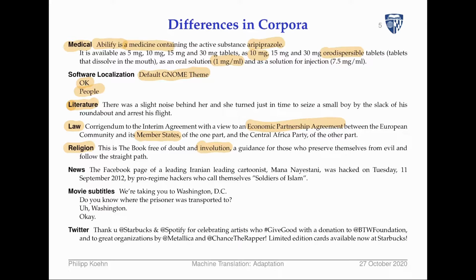But it's probably in earlier versions of the Bible. So then there's news. The Facebook page of the leading Iranian cartoonist Mana Nayeshna was hacked on Tuesday, 11 September 2012 by pro-regime hackers who call themselves Soldiers of Islam.